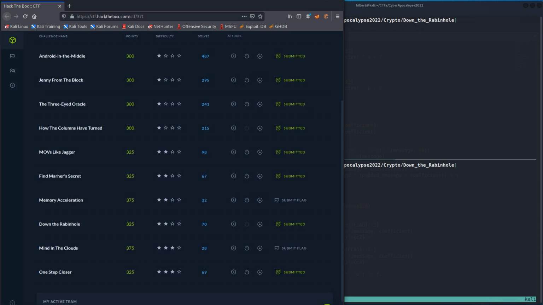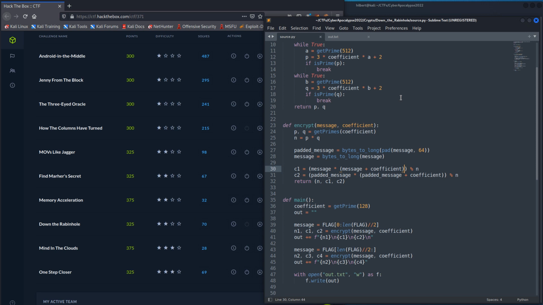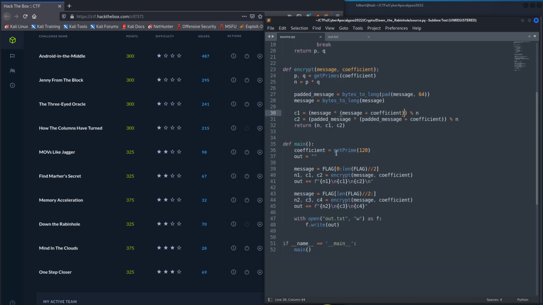So we have the source code. If we take a look at that, basically what's going on is we have a random 128-bit prime as our coefficient, and we are taking half the flag as a message. We're inputting that into an encryption function, and then we're going to output those variables.